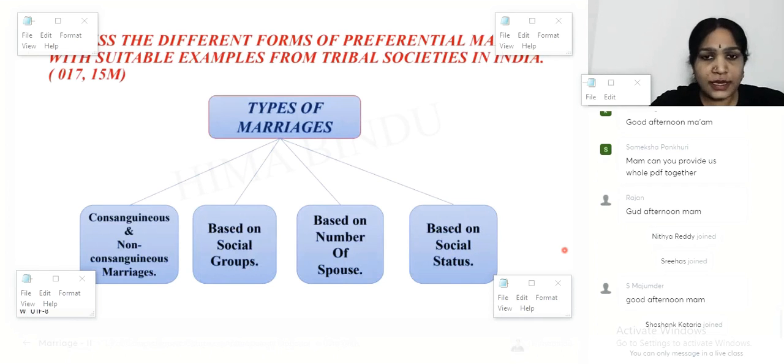So if you are considering the case that he married the wife's sister after the first wife died, then it is serial polygyny. Otherwise, it is not serial polygyny. I hope the concept is clear.